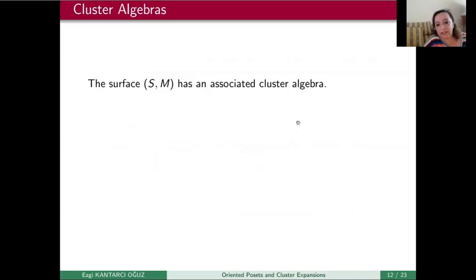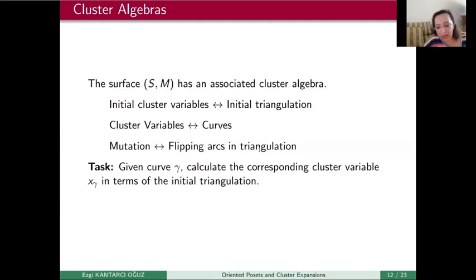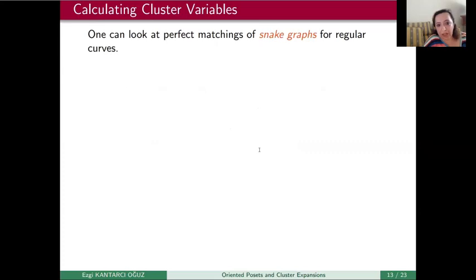And this has an associated cluster algebra. The initial triangulation corresponds to the initial cluster variables. And then you can flip arcs to get other triangulations, which is the mutation operation. And these curves you can draw correspond to the different cluster variables you can obtain. And our task with Emine was, given a curve, to calculate the corresponding cluster variable in terms of the initial triangulation. And I was talking to Emine and trying to understand how she does this operation combinatorially.